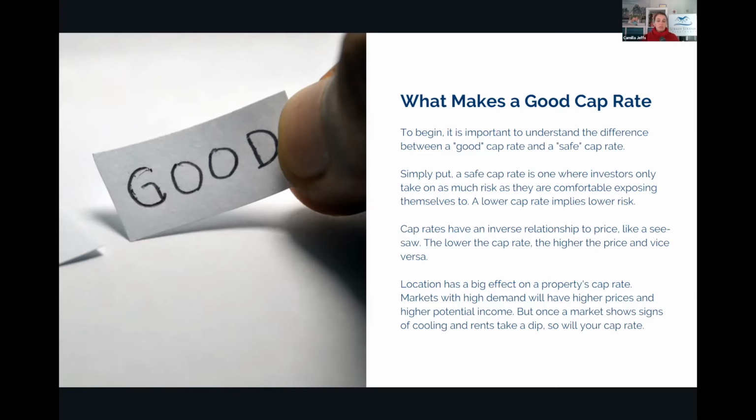Markets with really high demand are going to have higher prices and higher income. And remember, higher prices mean a lower cap rate, so the cap rate is going to be really low. But markets fluctuate; they go up and they go down. Once a market shows signs of cooling and rents take a dip, the cap rate is going to rise, meaning the value of your property could be going down, right?